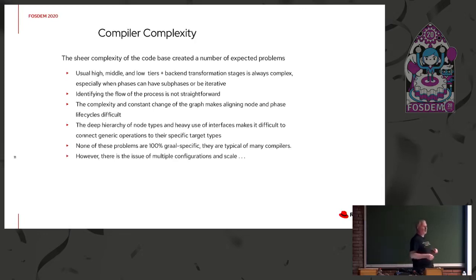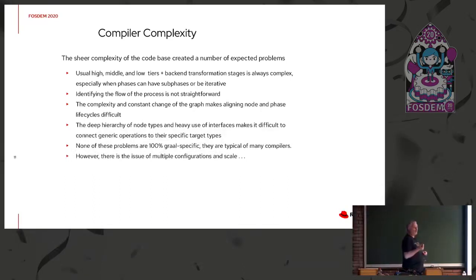I'll talk quite a bit about the compiler complexity because this is really quite important. Any compiler is going to be complex. You've got usually a high, middle, and low tier of transformation stages in a graph model. And so there's a whole load of different operations that happen in various stages. Some of them are iterative, some of them are nested. Understanding what happens with the flow controllers is really quite a difficult thing to do. And you're massaging a graph and transforming its shape all the time. So nodes come and go. So aligning the life cycles of the graph and the life cycles of the phases is always a problem.